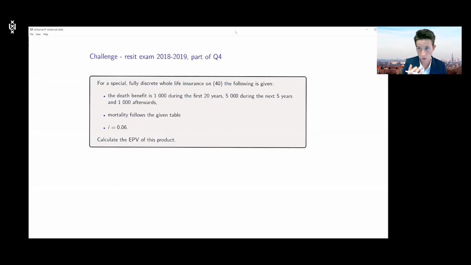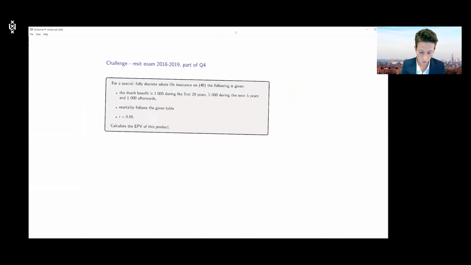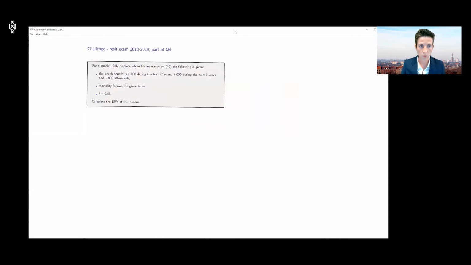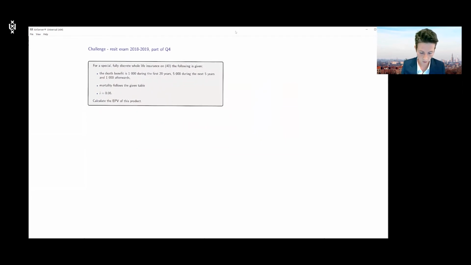It's discrete, it's fully discrete. So I'm going to work here with annual time periods, and I'm going to use the valuation formulas for the annual product, right? So the first thing that I would recommend you do if you need to solve an exercise like this is to make a timeline. To quickly make a sketch so that you understand how these death benefits and how this product behave.